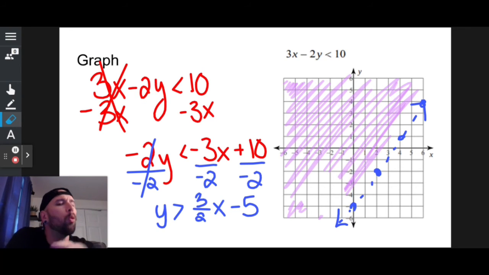Now, if you're wondering, what about the dots on the line? No, because if I were to plug in, say, 4, 1, and plug in 4 for x and plug in 1 for y, I would get 12 minus 2 is 10. 10 is less than 10? No. 10 is 10. And we're not including the equals. So we're not allowed to include the dots on the line. Tricky, tricky, tricky.